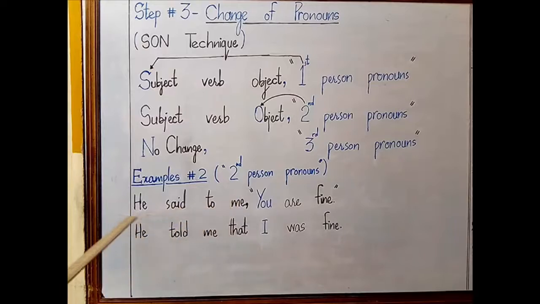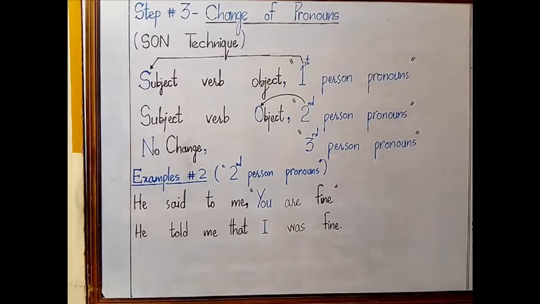He said to me. What is the object in the reporting speech? Yes, me is the object here. So we change you to me. When this me comes here at the subject position, because you is in the subject position, it becomes I. And the sentence becomes, he told me that I was fine. He said to me, you are fine. So he is using you for me. And now when the narrator is narrating it, he told me that I was fine. So this you has been replaced by me in the subject position as I.